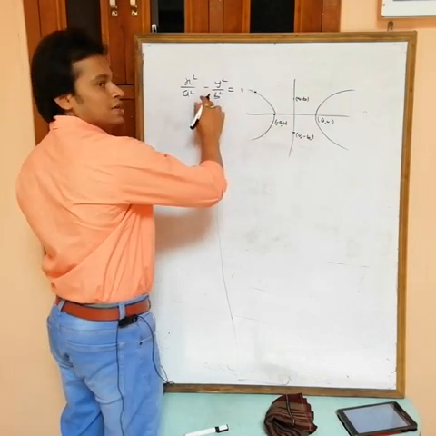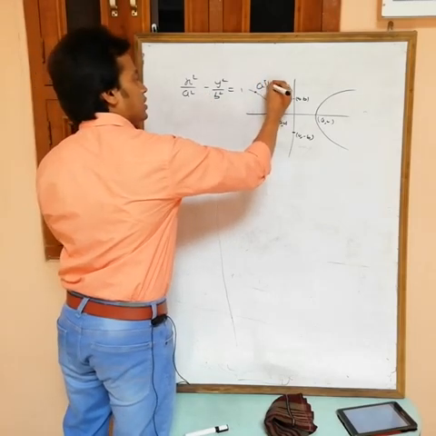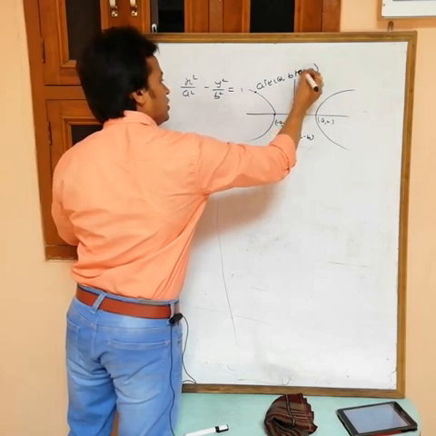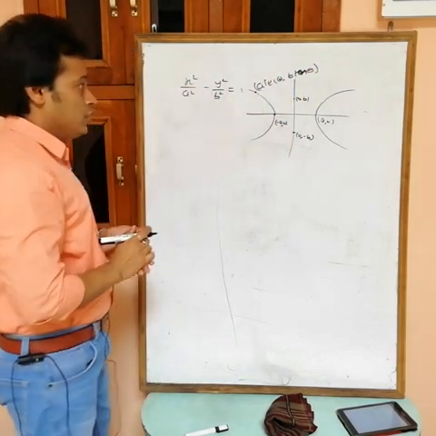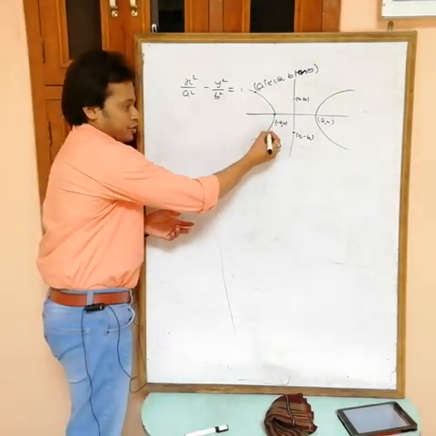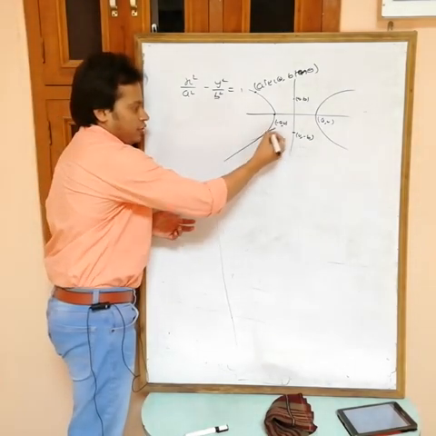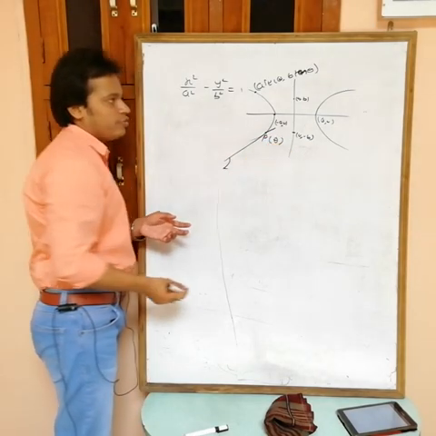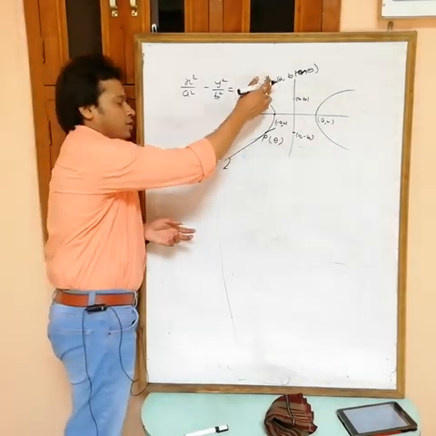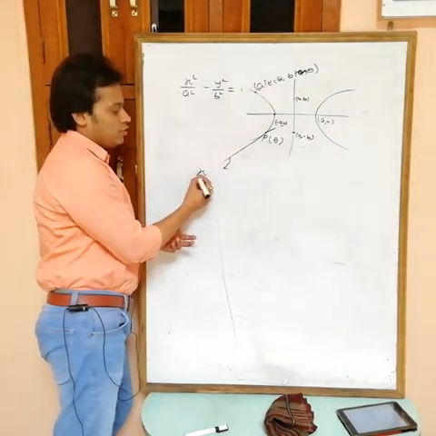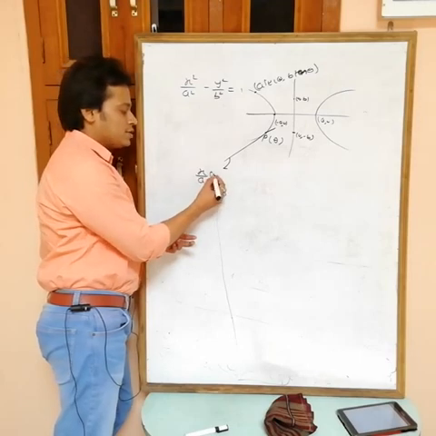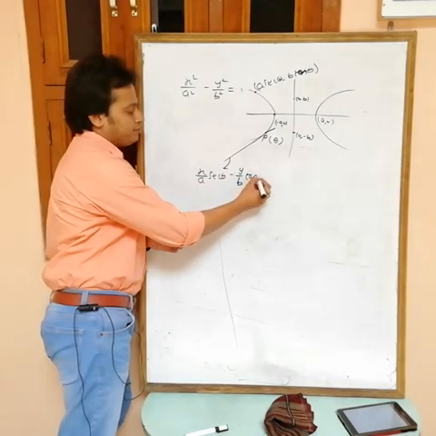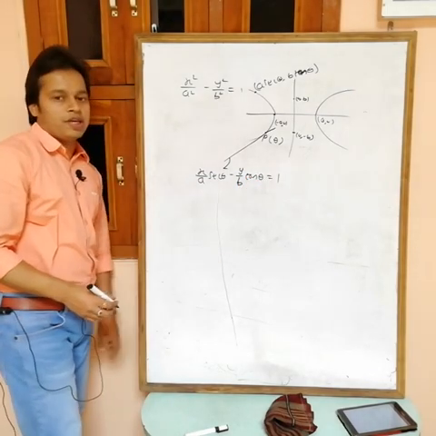Any point on this hyperbola, the general point is a sec theta comma b tan theta, because a sec theta comma b tan theta always satisfy this equation. Equation of tangent at any point, suppose this is any point P whose parametric angle is theta, it means the point is a sec theta comma b tan theta. Then equation of tangent is T equals to 0. From that you will get x by a sec theta minus y by b tan theta equals to 1. This is the equation of tangent.